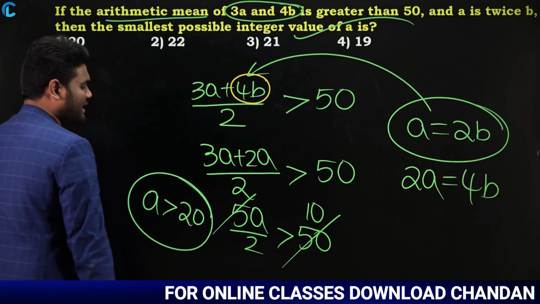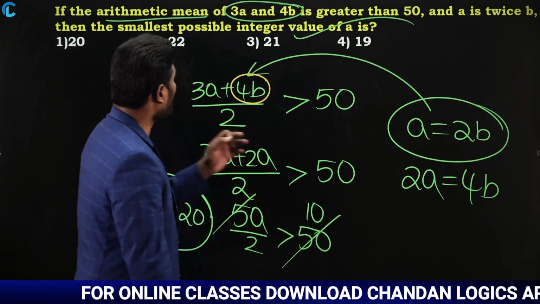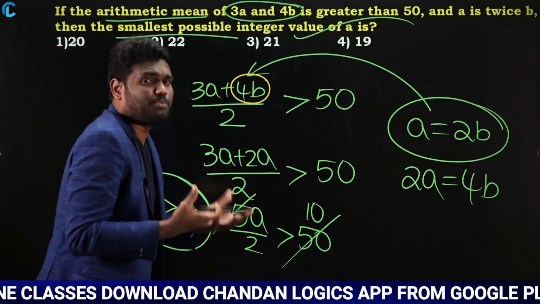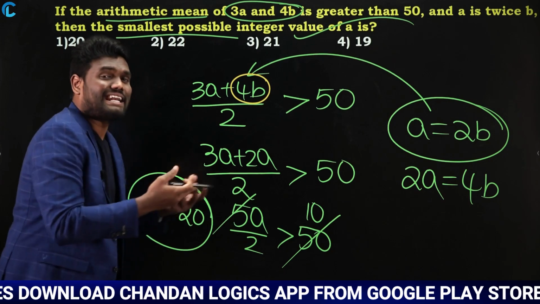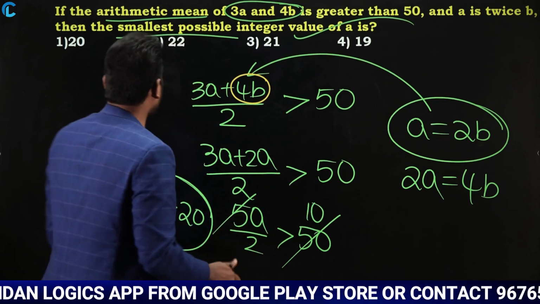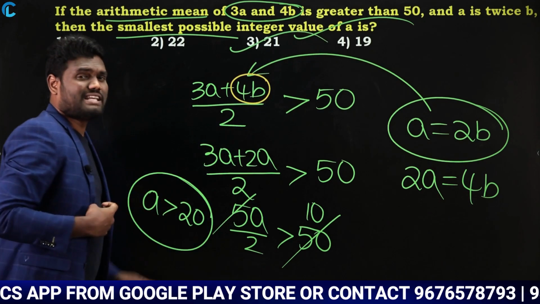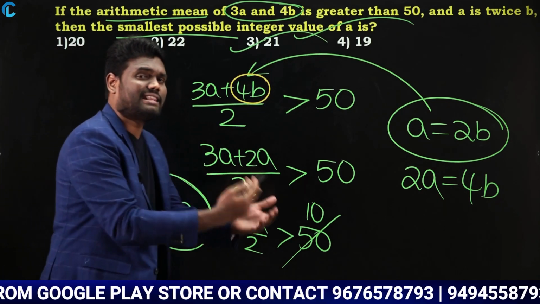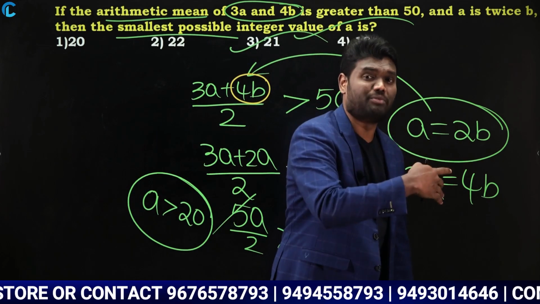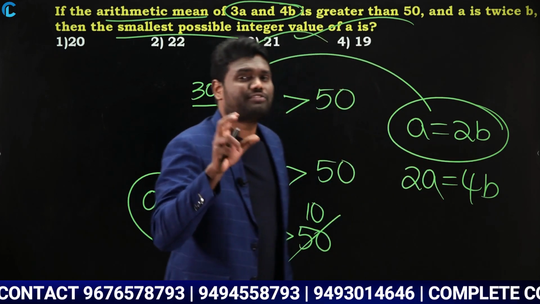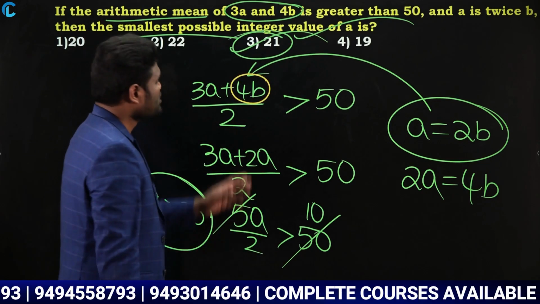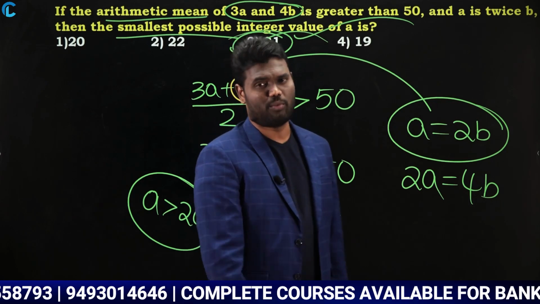Your question is asking what is the smallest possible integer value of a. Since a should be greater than 20, the smallest possible value can be 21. Why? Because a can be just greater than 20. Greater than 20 means 21, 22, 23, 24, 25, and so on. But I need the smallest number. Out of these, the smallest number is 21. Okay, so the answer for this question is going to be 21.